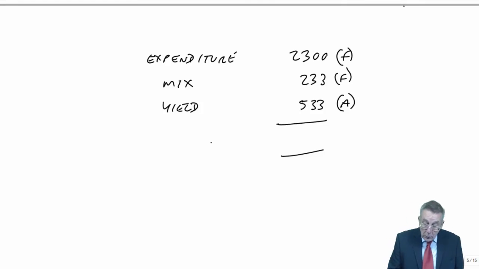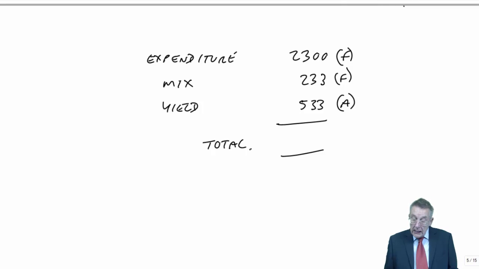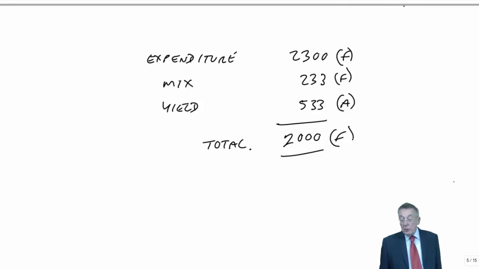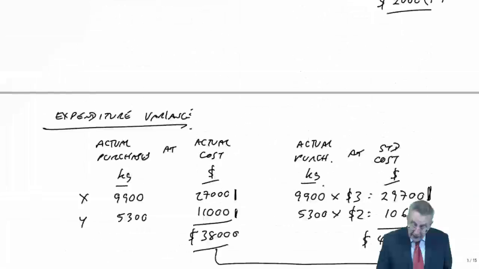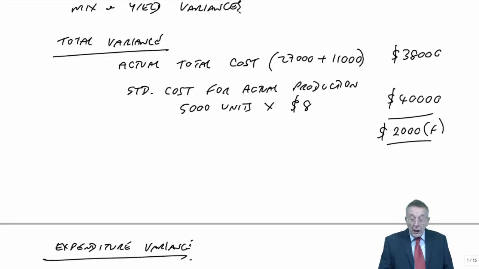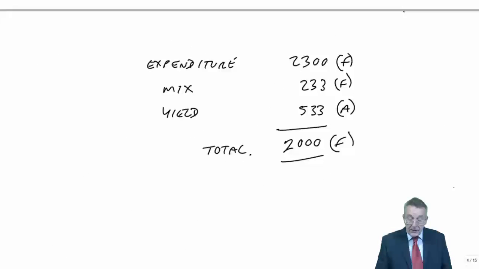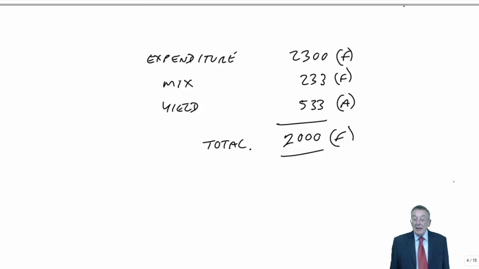And therefore the net total variance is 2,000 favourable, which I think you're not in a position to know this anyway, it's extracts, but I think that's what we got at the very start. Yes, in total we saved 2,000. We've now analysed how we arrived at that saving.